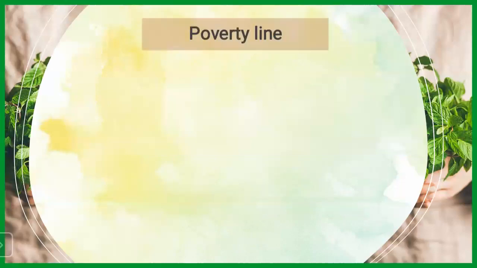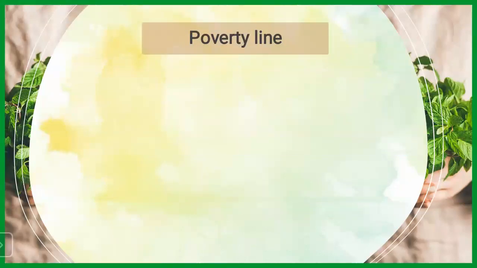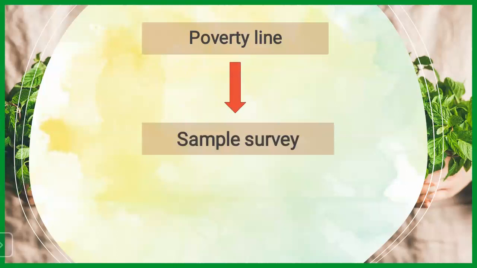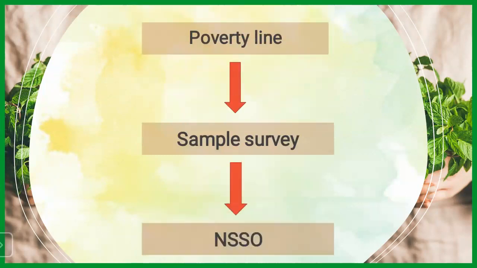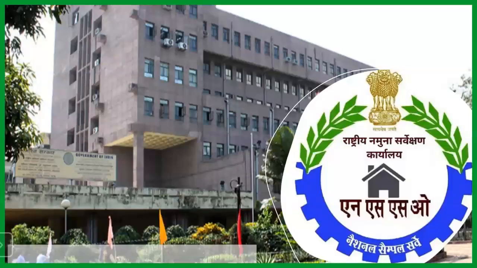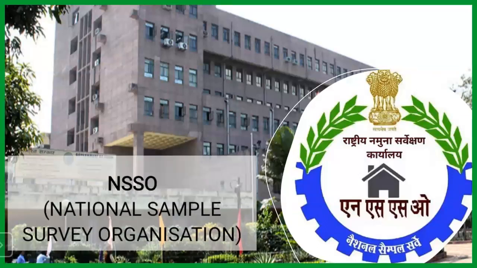Now, this poverty line gets revised periodically, in a span of about 5 years, with the help of sample surveys. The samples, or the data, are collected, and based on that the poverty line is revised. These samples are collected by the organization NSSO, which stands for National Sample Survey Organization. It was established in 1950, and it collects primary data from all over India for various fields. Based on the data that NSSO collects, the poverty line is revised in India over the span of 5 years.